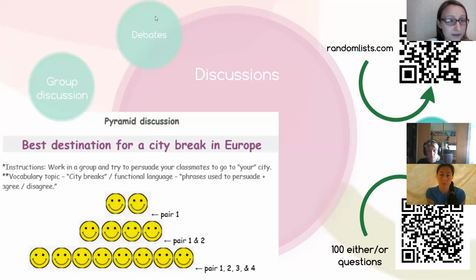Now they need to join another pair, so they will have 4 students in one group, and now this pair should persuade another pair to go to their city, and then you join them again and again. And the result is, okay, what city are we going to for holidays, yeah? It's really great because they're really interested in the results. And again, it's not that true to life, but it might be true to life.